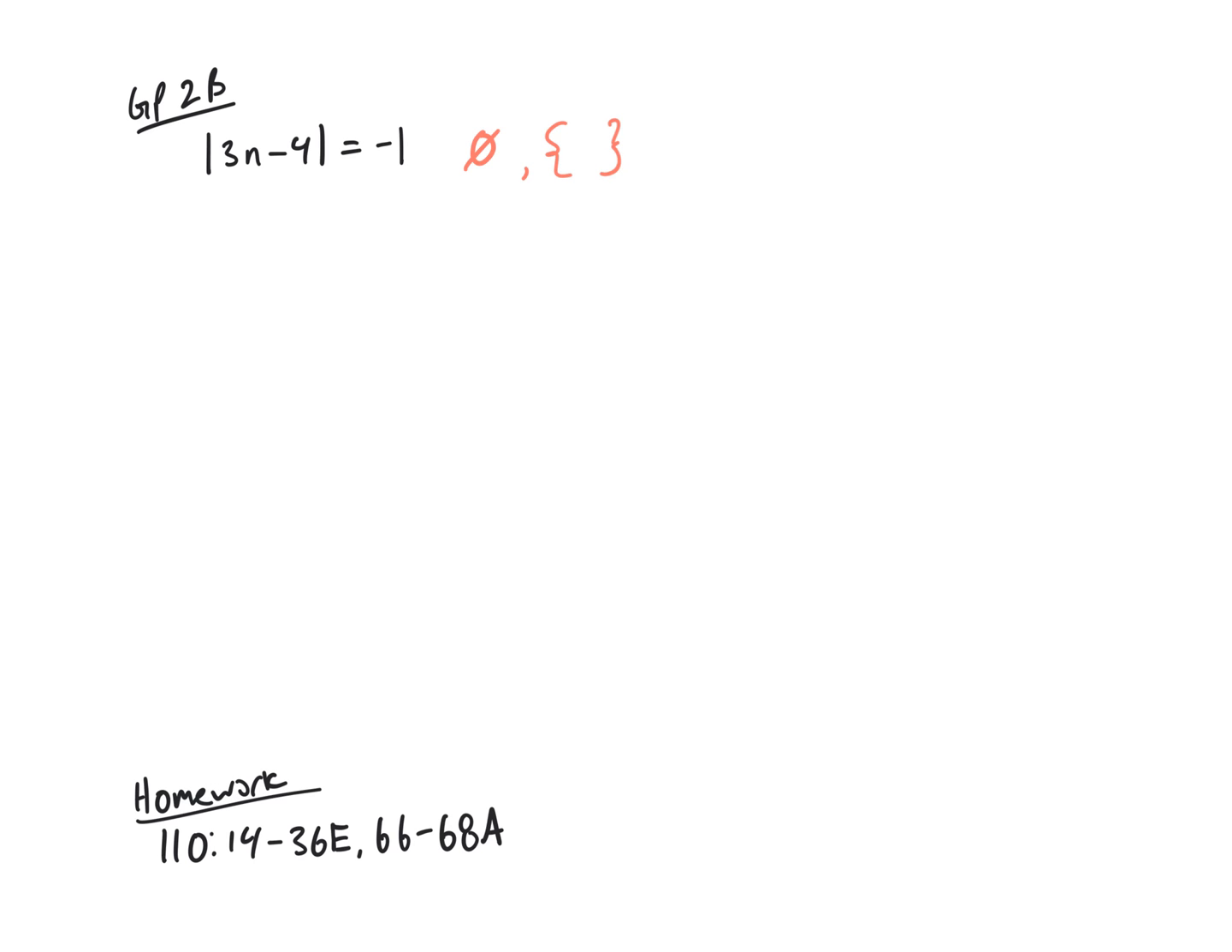So if your absolute value is equal to a negative number, then you say there are no solutions to this. Your homework is on page 110. You can do 14 through 36 even, and then do 66 through 68 all.